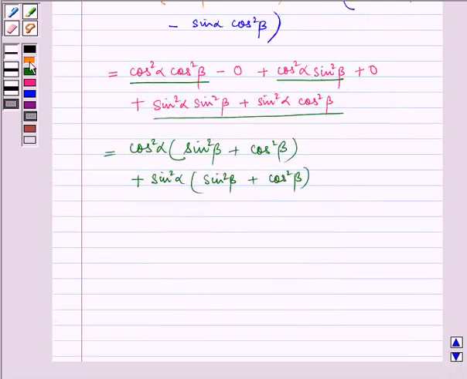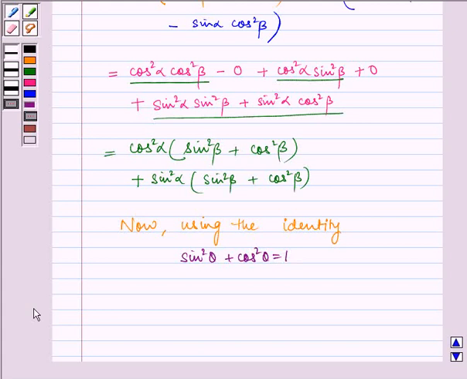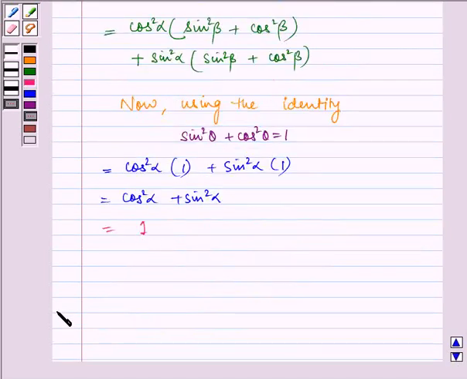Now, using the identity sine squared theta plus cos squared theta is equal to 1, we get cos square alpha multiplied by 1 plus sine square alpha multiplied by 1, which is equal to cos square alpha plus sine square alpha, which is equal to 1. Therefore, 1 is our required answer. I hope you understood this problem.